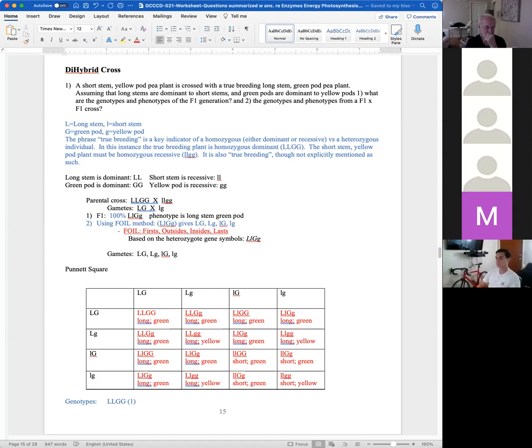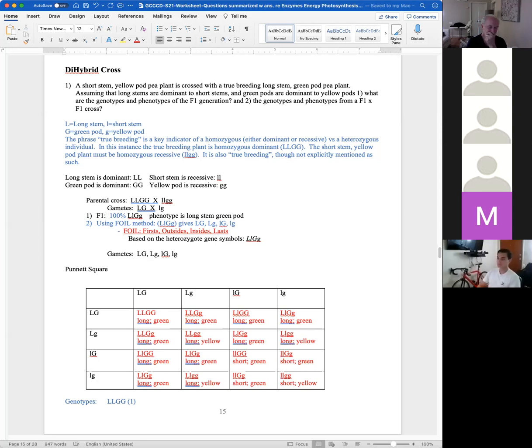We know we're dealing with complete dominance, so one parent must be homozygous recessive for both traits. We would list that using whatever letter we choose for stem length and for pod color. In this case, we're using an L and a G. So one parent is short stem recessive, that would be two small L's. Yellow pod recessive would be two lowercase g's. So one parent is shown as little l, little l, little g, little g.